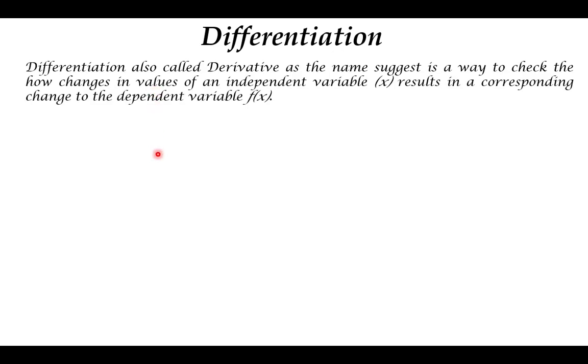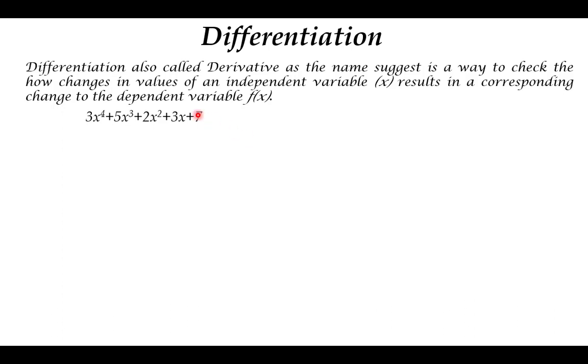Differentiation is also known as derivative, and it is a way to check how changes in the values of an independent variable, say x, result in a corresponding change to a dependent variable, f(x) or f of x. This is the notation we use to represent f of x, meaning a function of x. Let's say we have an expression like this: 3x to the power 4 plus 5x to the power 3 plus 2x squared plus 3x plus 7.